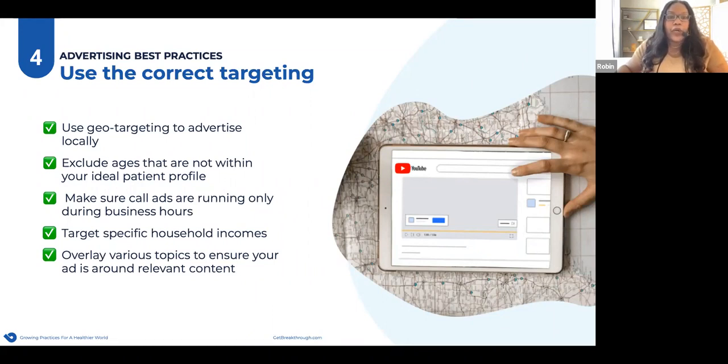You want to make sure that if you're running call ads, for example, on Google Ads, you're only running them during business hours.